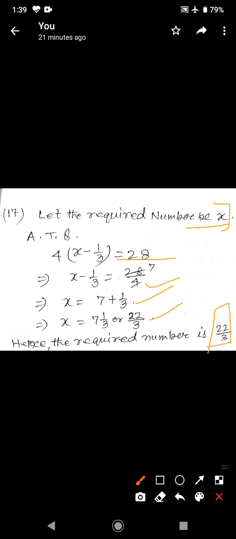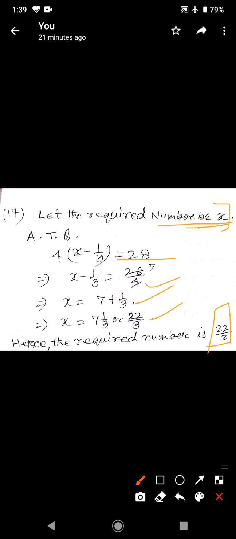Now it can be written as x minus 1 by 3 equal to 28 by 4. 4 7s are 28, so x minus 1 by 3 equal to 7. Now it can be written as x equal to 7 plus 1 by 3, that is 7 whole 1 by 3, or 22 by 3. Hence the required number is 22 by 3.